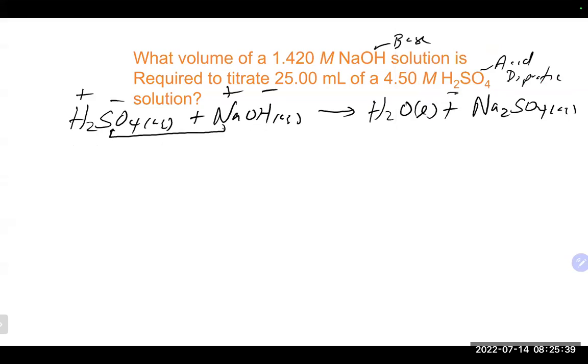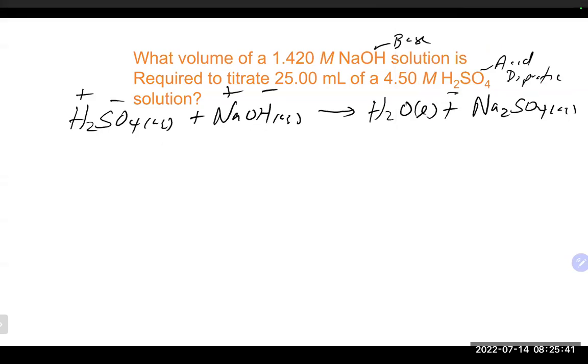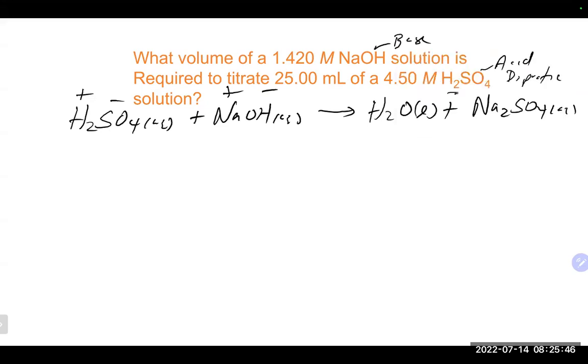Obviously, the equation is a good place to start, but we also need to make sure that we have it balanced, and it's not balanced at this point. So we do need to put a 2 there, I think, and a 2 there, I believe.